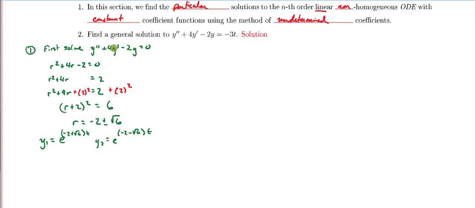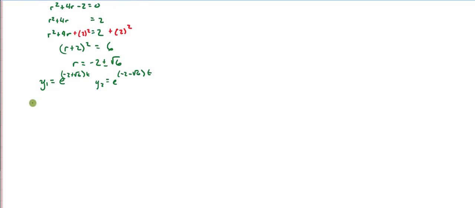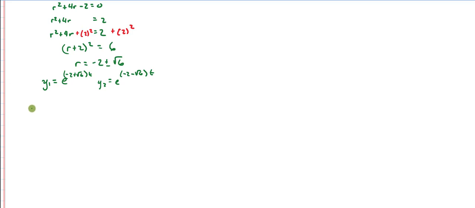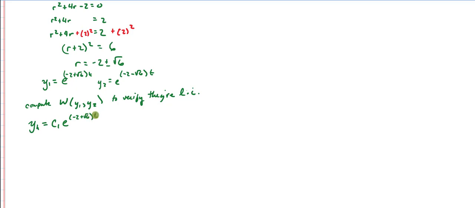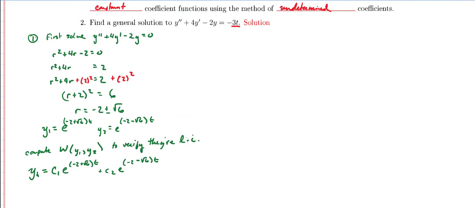Solve this homogeneous ODE here. And so the only thing I need to verify is that these two solutions are linearly independent. And to do that, we would compute the Wronskian. So you could compute the Wronskian of y1 and y2 to verify they're linearly independent. Now that I've got that, I can give the general solution to the corresponding homogeneous ODE. That general solution we usually label as y sub h, and we get c1 e to the negative 2 plus the square root of 6 t plus c2 e to the negative 2 minus the square root of 6 t, and that is the general solution to the corresponding homogeneous equation.